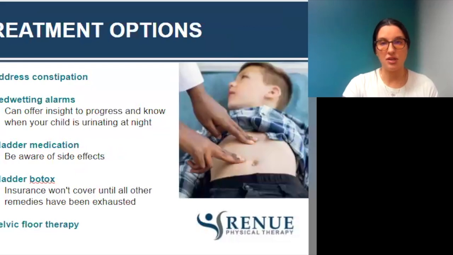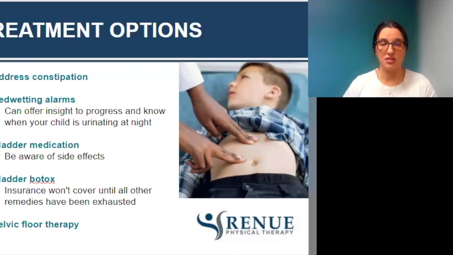Treatment options: addressing constipation, we're kind of getting a theme here. Bedwetting alarms are an option. This can offer insight into progress with whatever treatment you're using, and show what time your child is actually urinating at night. Bladder medications are an option, but be aware of the side effects, because a lot of the side effects can be constipation.